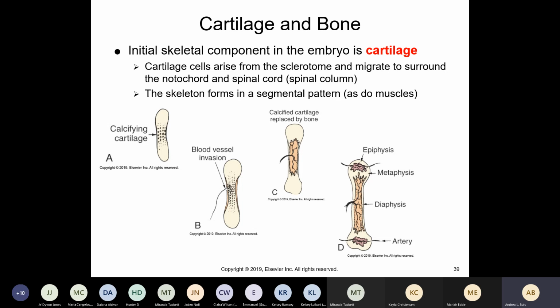So if we look at picture A here, where it shows calcifying cartilage, you can see how it's a very primitive little bone and it's soft. It's not calcified yet. So in time, the blood vessels will invade that bone, and then it'll start to be calcified and replaced. That cartilage will be replaced with bone as that baby grows.